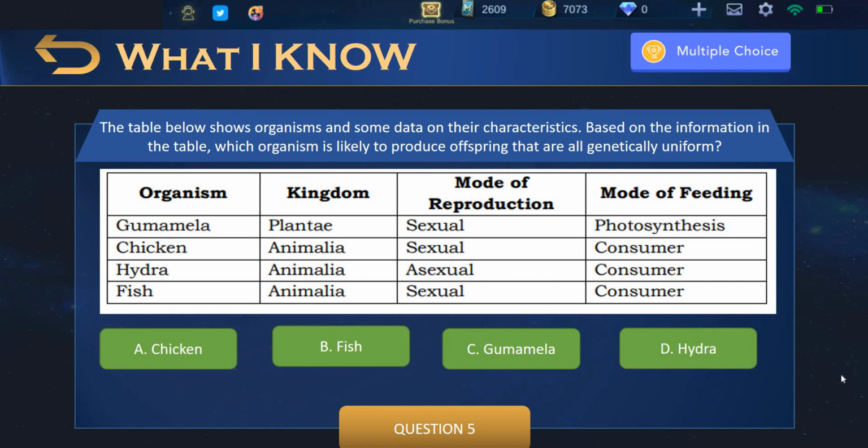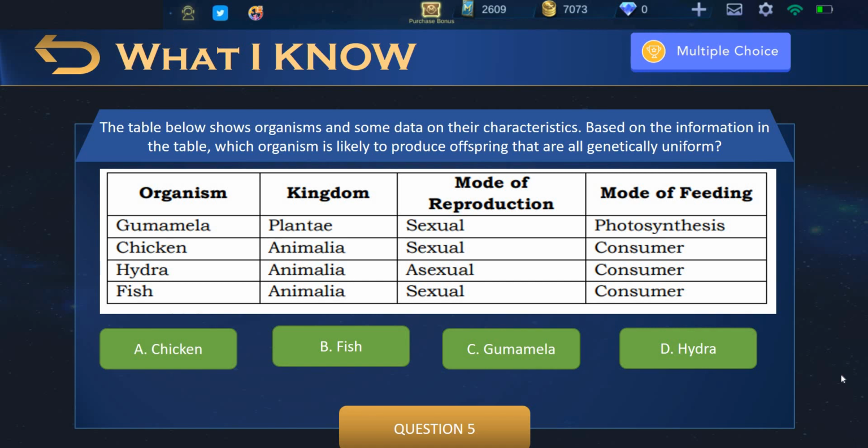Let's proceed with question number 5. The table below shows organisms and some data on their characteristics. Based on the information in the table, which organism is likely to produce offspring that are all genetically uniform? So let's read. Organism Gumamela, kingdom Plantae, mode of reproduction sexual, mode of feeding is photosynthesis. Chicken, kingdom Animalia, mode of reproduction sexual, mode of feeding consumer. Or Hydra, kingdom Animalia, mode of reproduction asexual, mode of feeding is consumer. Or lastly, we have the organism fish, kingdom Animalia, mode of reproduction is sexual, mode of feeding is consumer. Is it A, chicken, B, fish, C, Gumamela, or D, Hydra?